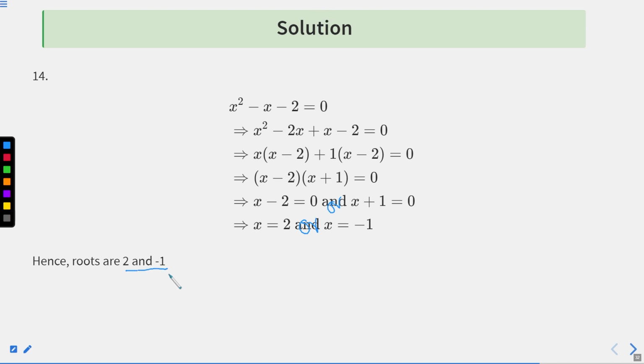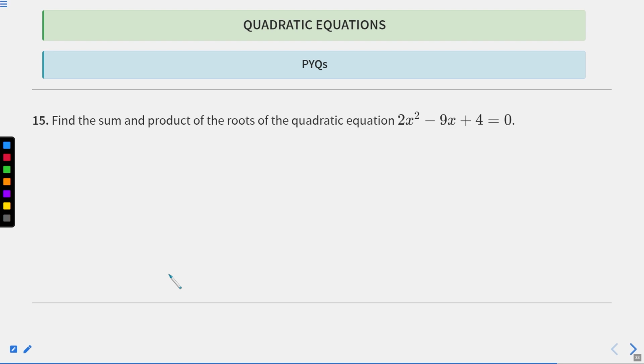Now let us move to question number 15. In this question, find the sum and product of the roots of the quadratic equation 2x square minus 9x plus 4 is equal to 0. Here we have been given this quadratic equation and we have to find the sum and product of the roots of this quadratic equation.